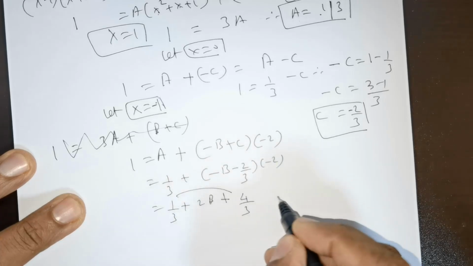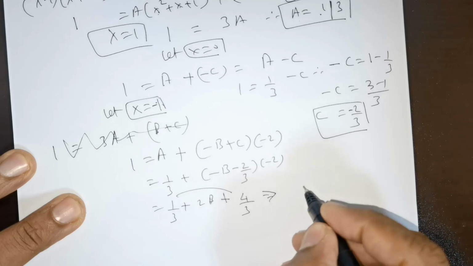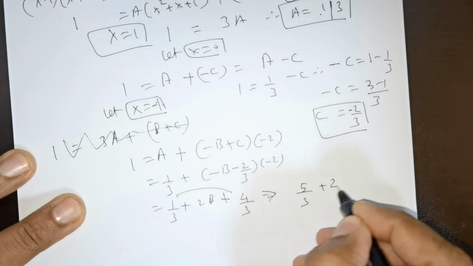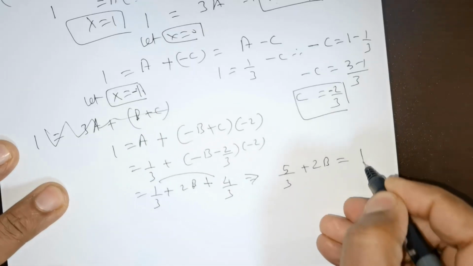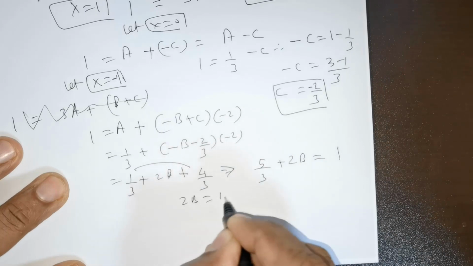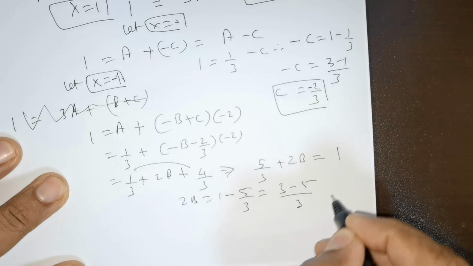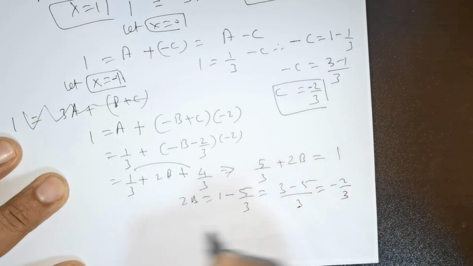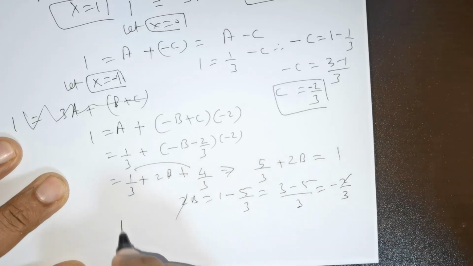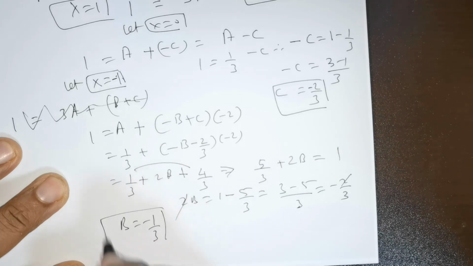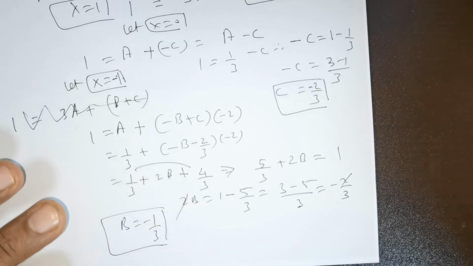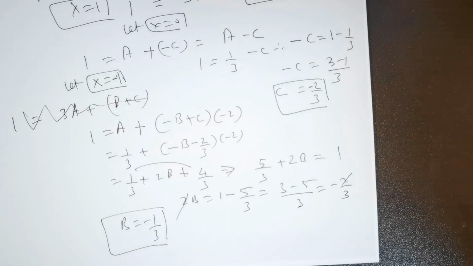You add these two together, you would get 5 over 3 plus 2b. You got a 1 there, so I'm just placing the 1. So 2b is equal to 1 minus 5 over 3. So this is 3 minus 5 over 3, which is negative 2 over 3. So this 2 and this 2 get cancelled. So b is equal to negative 1 over 3. So let me move on to the next sheet of paper.